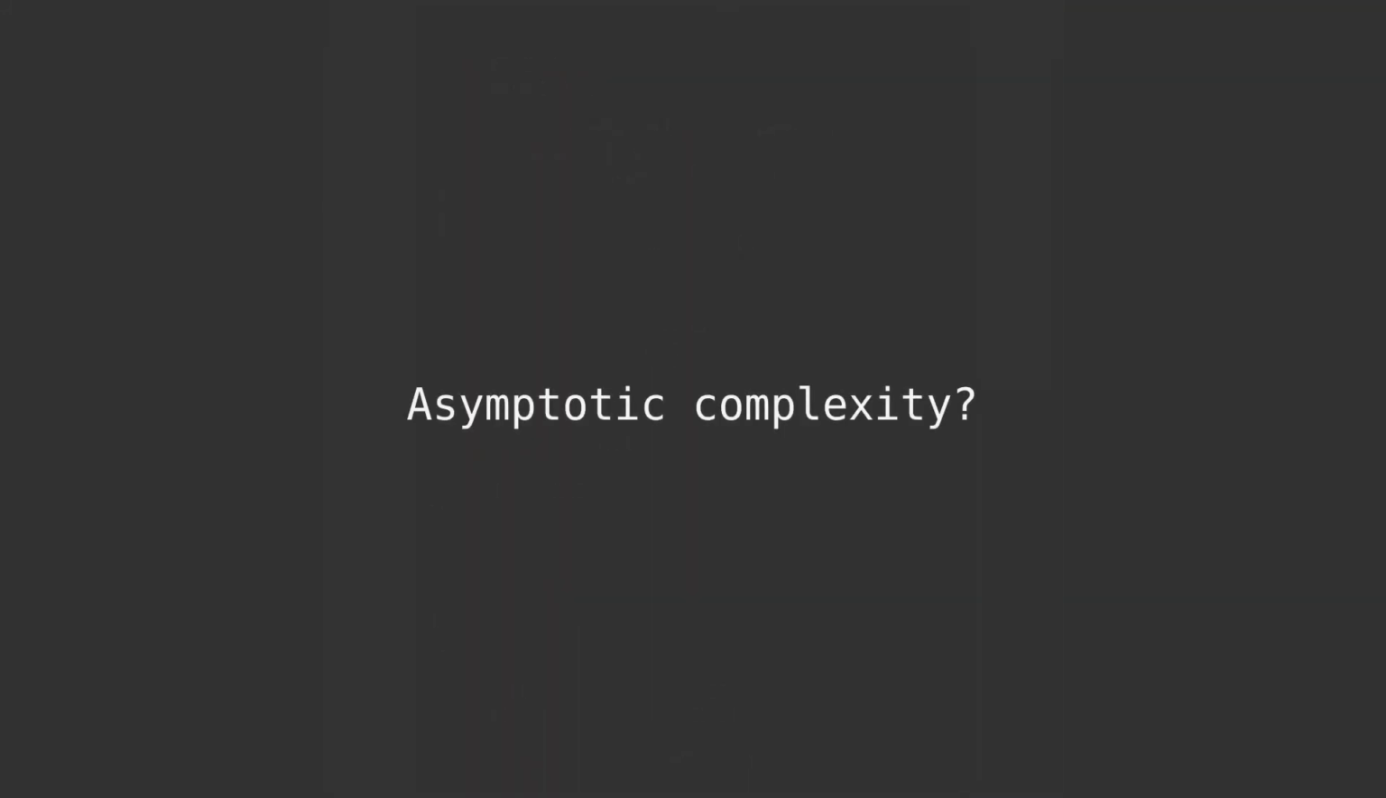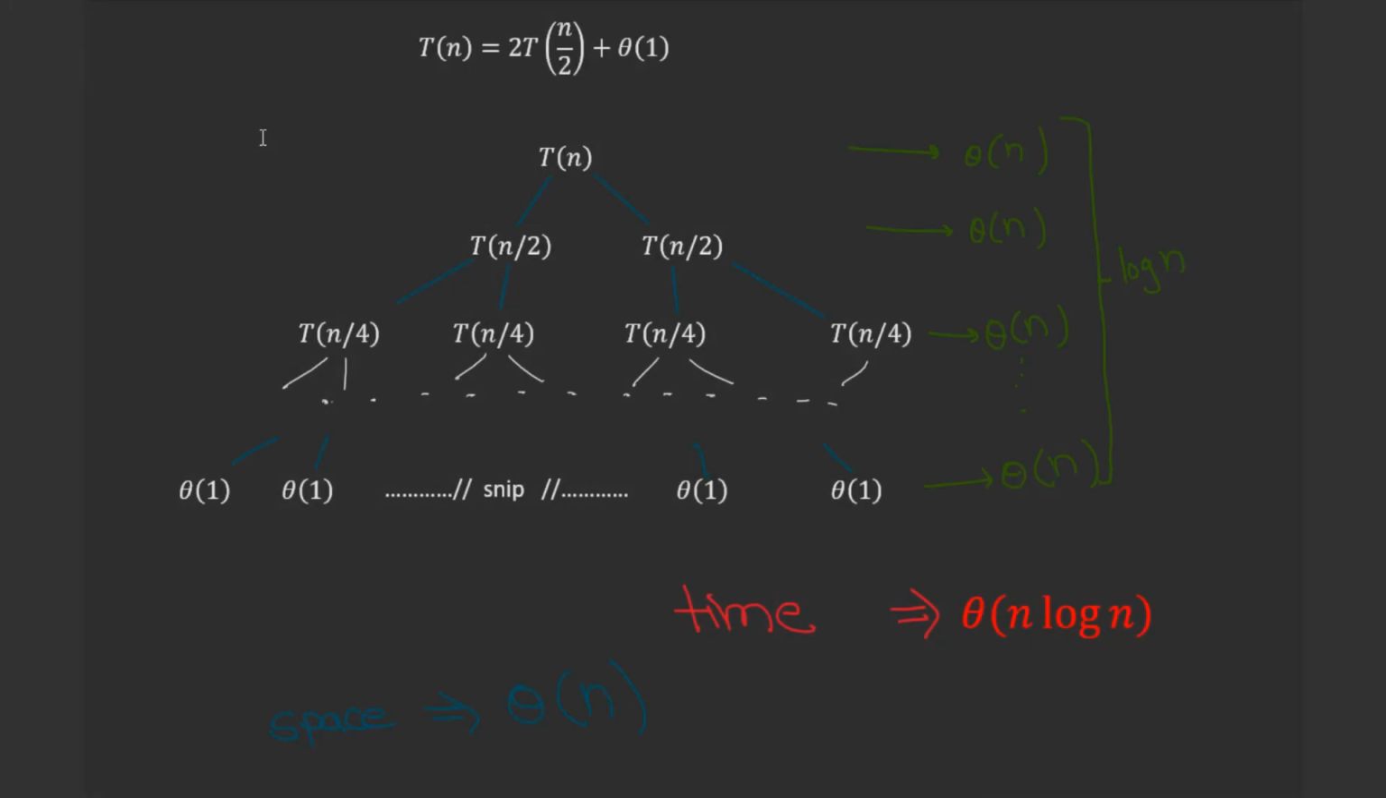What is the complexity of merge sort? The time complexity is theta n log n. We can get this by solving the recurrence relation as shown. And the space complexity is theta n because we are creating a new array of the same size which is sorted.